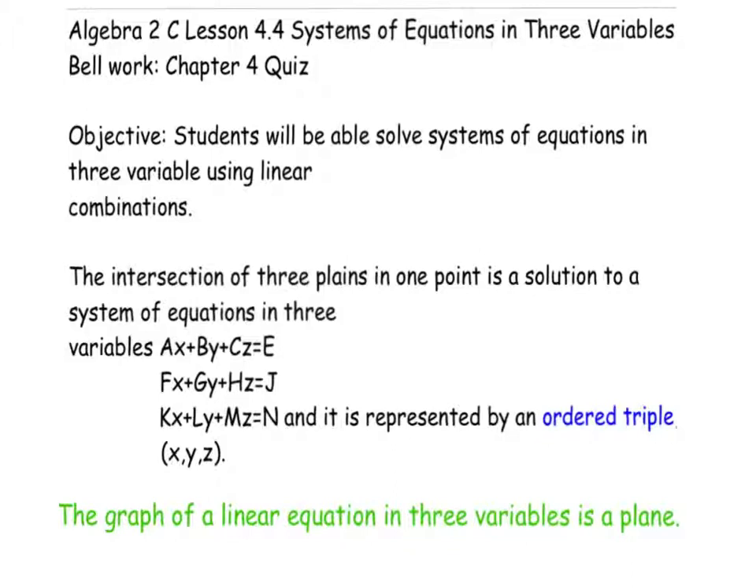This ordered triple represents one point, which is the intersection of these equations, and each individual equation represents a plane. So this one is one plane, this one is one plane, and this is a third plane. If they intersect at one point, that's when we are going to have one solution in the three-dimensional coordinate plane, which is called an ordered triple, x, y, and z.